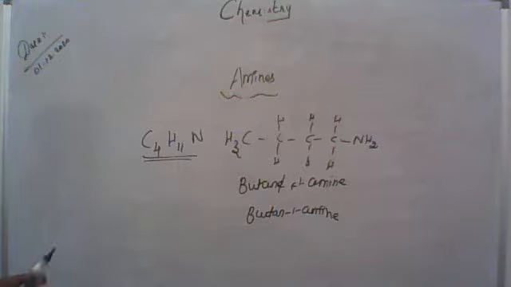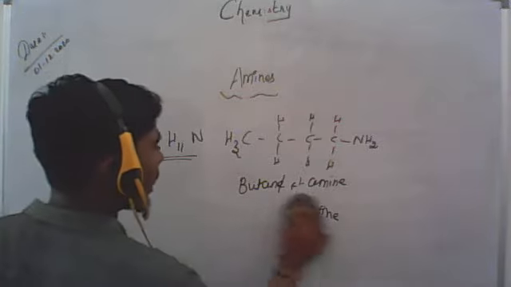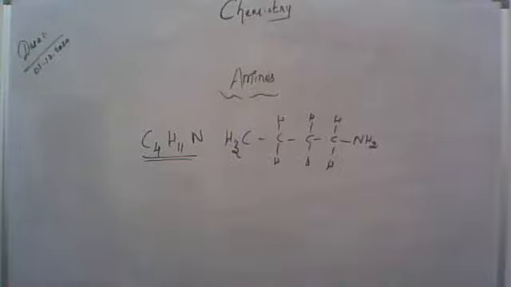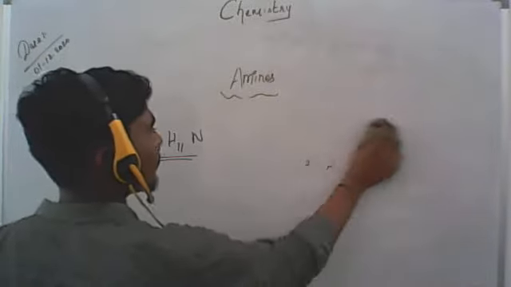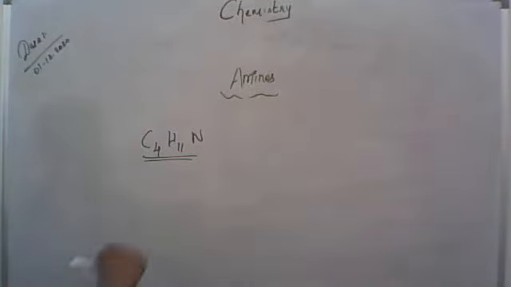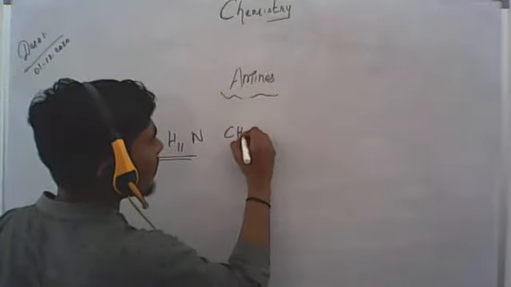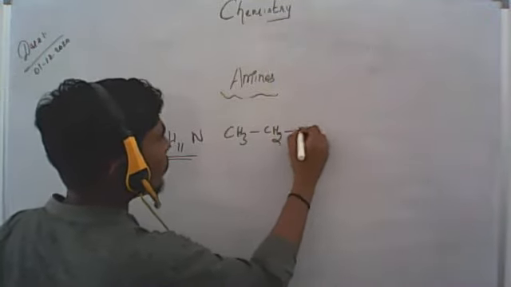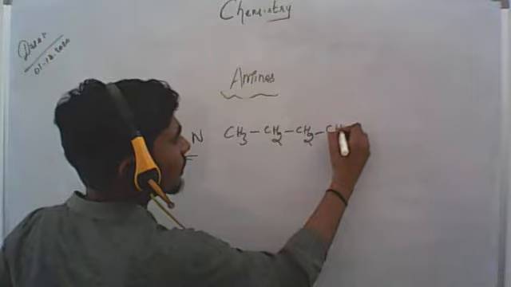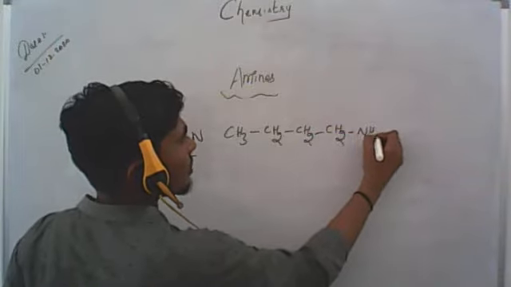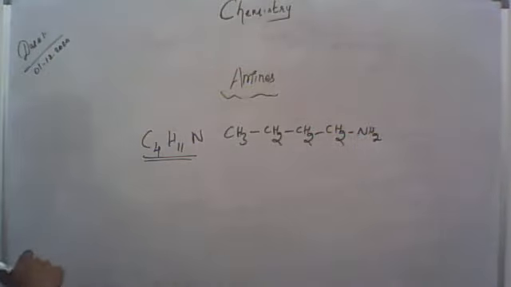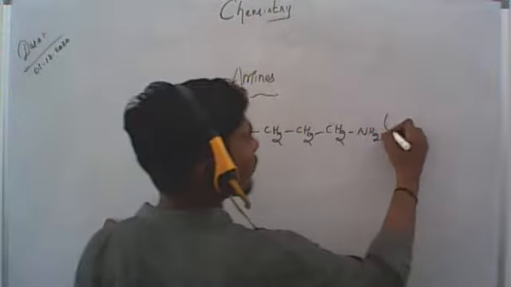Okay, so இதோட isomeric form எப்படி இருக்குன்னு பார்க்கலாம் next. Okay, butane amine isomeric forms. First is linear, so CH3, CH2, CH2, CH2, NH2. Okay, so this is the linear structure. Okay, first one is the linear form.